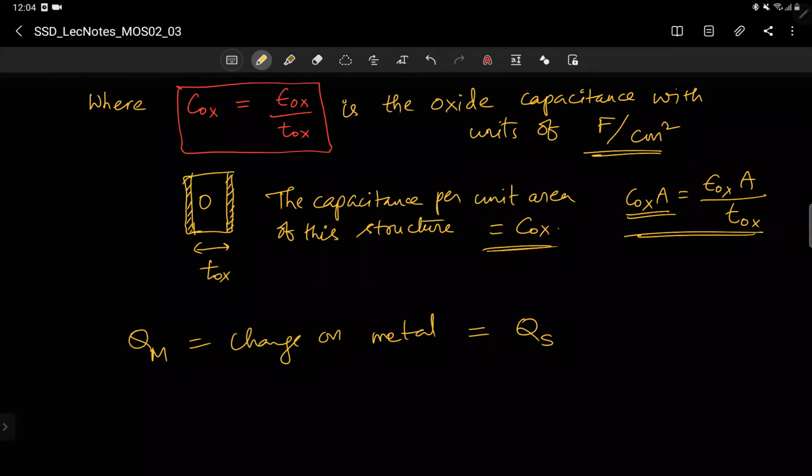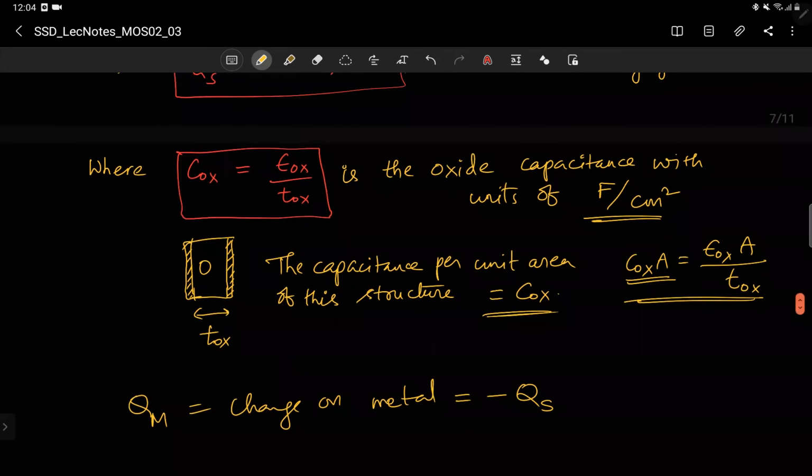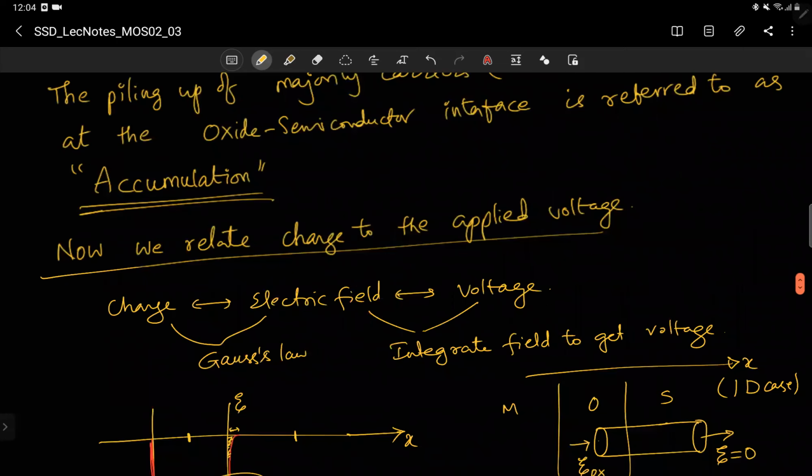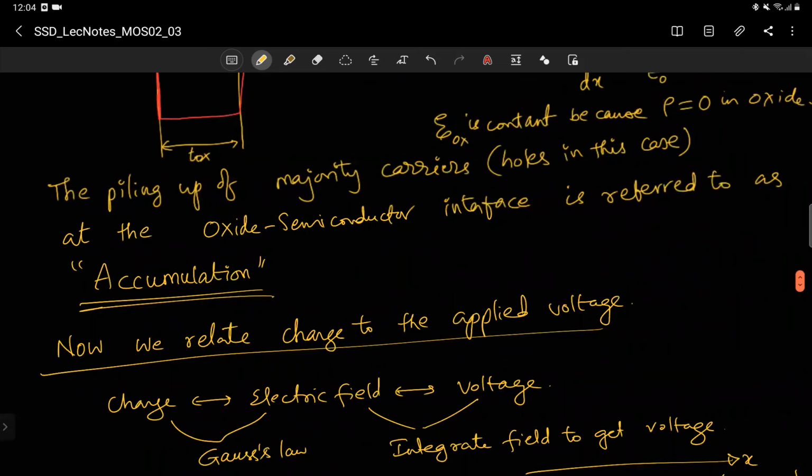So when we put V less than 0, some charge appeared in the device. We denoted it as Qs for charge inside semiconductor. So there is an equivalent charge appearing on the metal. So that should be equal to negative of the semiconductor charge. Okay, it should compensate, right? So here there's a small mistake I made.